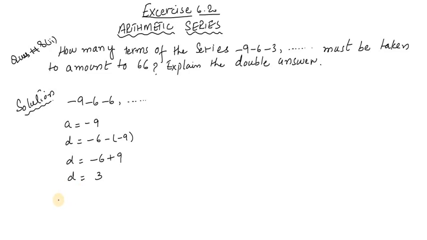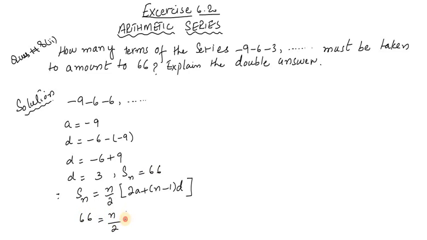You know that the sum of the series is given as Sn is equal to n upon 2 times 2a plus n minus 1 times d. So now put the values as given in the question, and the sum of the n terms is 66. Here Sn is 66. So we put the values: n upon 2, the value of a is -9, plus n minus 1, and d is 3.